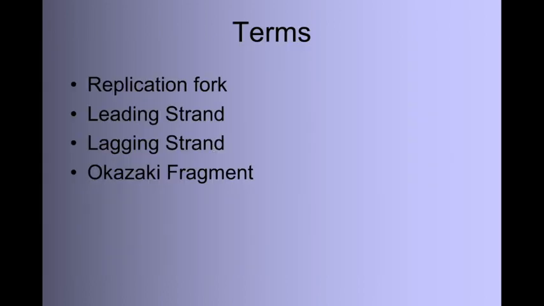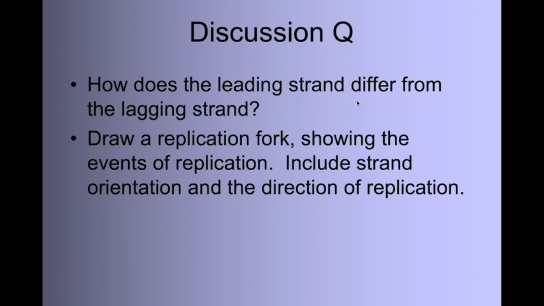So some terms you should become familiar with. That replication fork is essentially that where that DNA is opening with the topoisomerase and helicase to provide available nucleotides. We've discussed leading and lagging strand. You should be able to draw all these on your own now. And then this term Okazaki fragments relating to those short segments of replicated DNA on the lagging strand. So a few questions. How does the leading strand differ from the lagging strand? You should use strand orientation to answer this question, and we'll go over this during our lecture period.